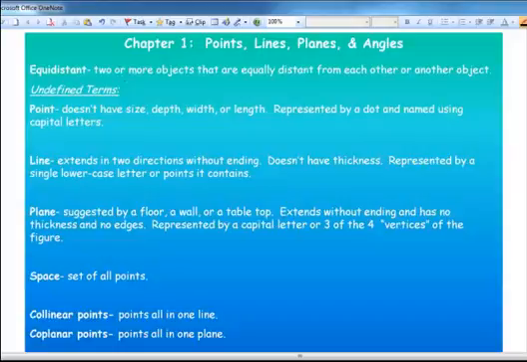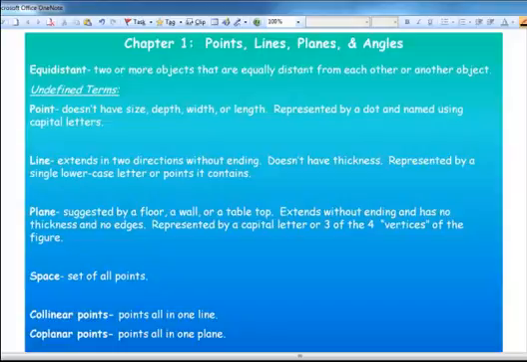So section 2 and section 3 here, we're talking about the idea of introduction to geometry, and here we're talking about points, lines, and planes. And we're also going to be throwing in the idea of angles here. So the first term that we want to define here is equidistant. Equidistant, it says here, is defined as two or more objects that are equally distant from each other and/or another object. So if we're talking about 2 points, it means they're the same distance from a given point as each other.